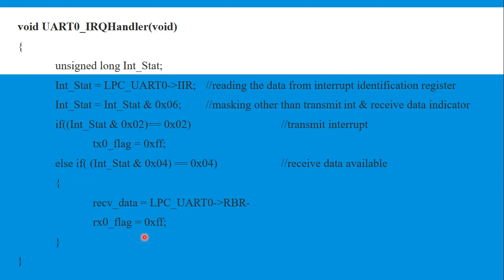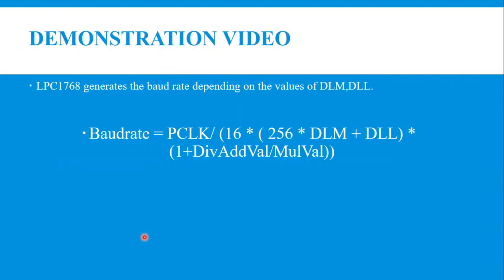Okay. Now this is the formula for baud rate calculation. PCLK, that's the peripheral clock, divided by 16 into (256 into DLM plus DLL) into (1 plus DivAddVal by MulVal). Okay, which is going to be 0 for UART0. Okay, and we will let you know the calculation once we come to it.